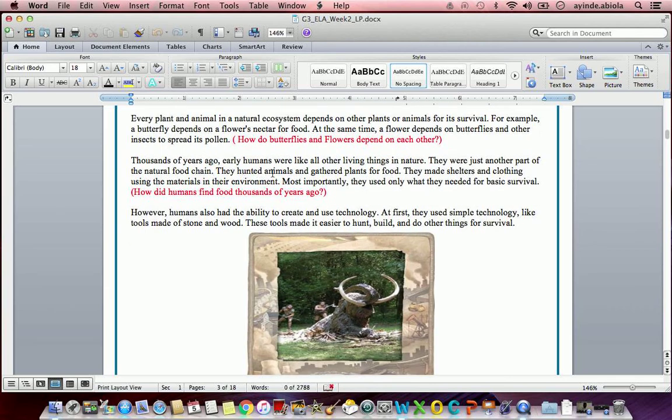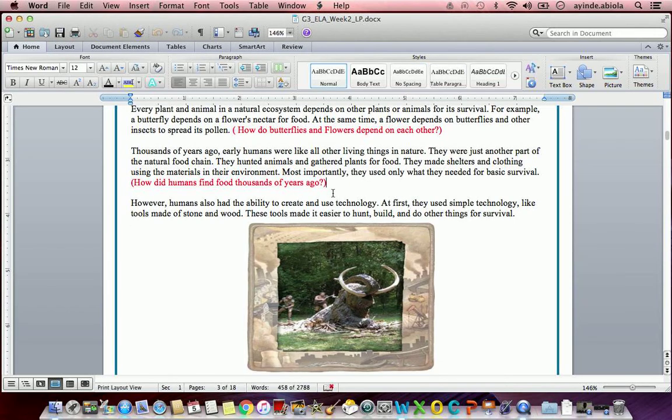Thousands of years ago, early humans were like all other living things in nature. They were just another part of the natural food chain. They hunted animals and gathered plants for food. They made shelters and clothing using the materials in their environment. Most importantly, they used only what they needed for basic survival. My question here is, how did humans find food thousands of years ago? According to this paragraph, they hunted animals and gathered plants for food.